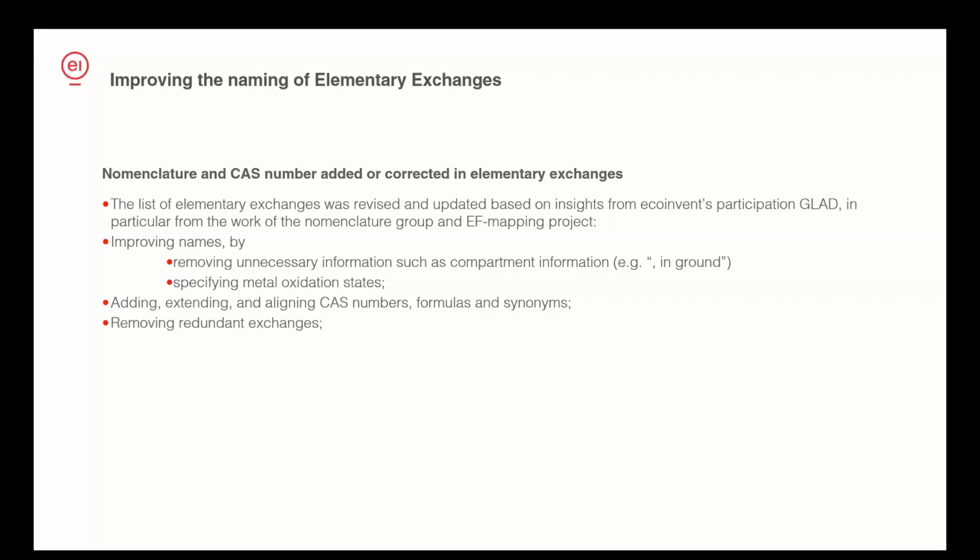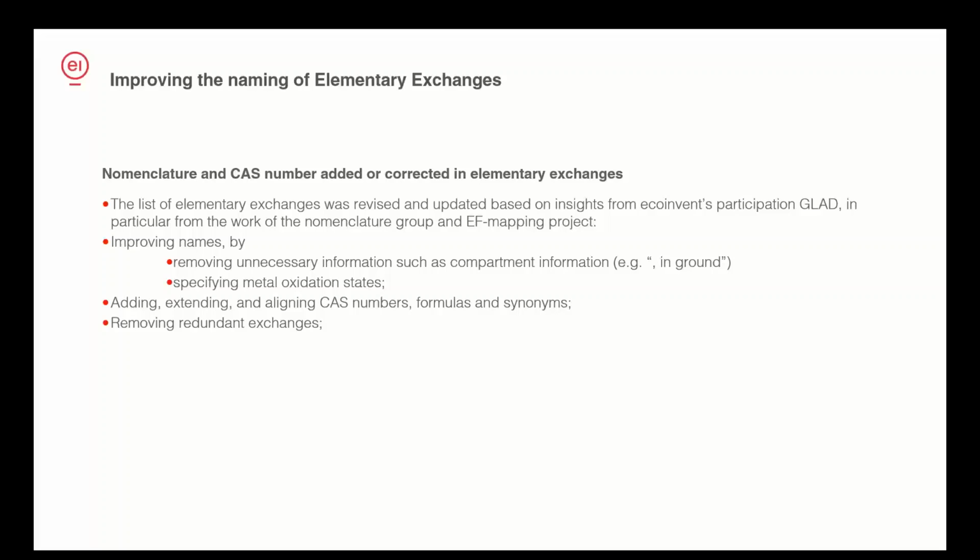that we have gained through our participation in the GLAD initiative, specifically in the nomenclature group, and with the coordination of the EF mapping project, where, as I was mentioning in the beginning of the webinar, different flow lists, elementary exchange lists of different databases have been mapped one to another. So we have, with all this knowledge we've accumulated, improved the elementary exchange names, for example, by removing information that belongs to other fields, typically compartment information, like in ground. This has been removed from the elementary exchanges names.